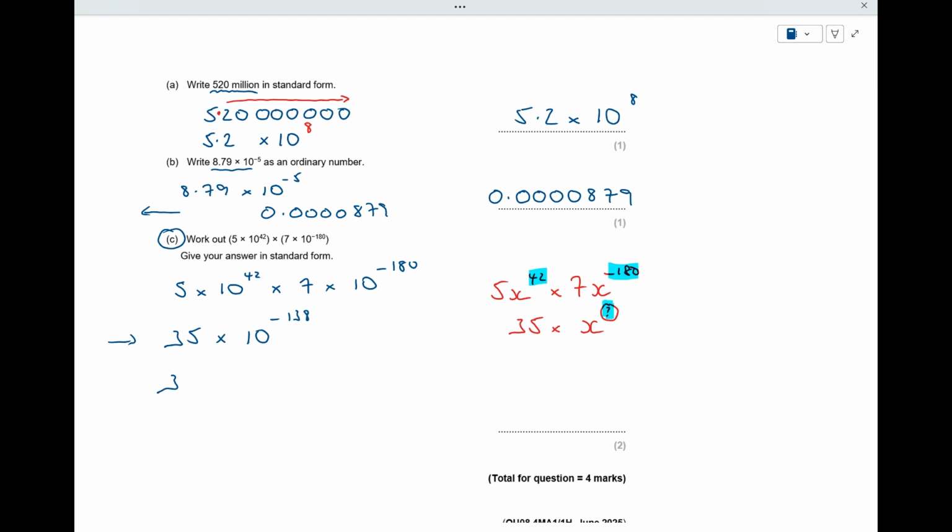To be in standard form, you'll need to write that first part as 3.5. So you'll need an extra power of 10 to make up for changing the 35 to a 3.5. So you'll no longer have 10 to the power of minus 138. You'll now have 10 to the power of minus 137, giving yourself an extra power of 10, because of course minus 138 add 1 is minus 137. And there you have it. That's standard form question 4 out of 4.